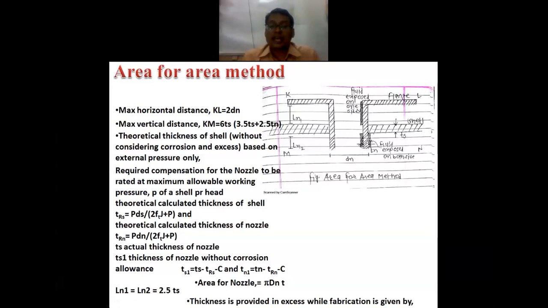So this is the extra thickness which is already provided by the shell. Similarly, the extra thickness provided in case of the round off by the nozzle will act as compensation. This is the area by area method. So the area of the nozzle is equal to pi dn into t. The thickness provided in excess while fabrication is given by.